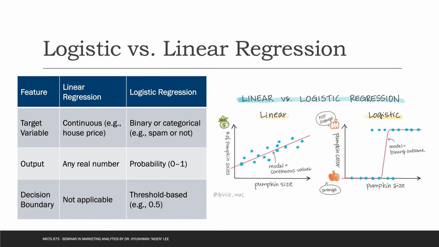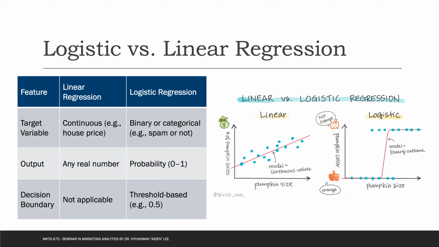On this slide, I want to compare linear regression and logistic regression side by side. Linear regression is used when the target variable is continuous, such as house price or sales revenue. Its output can be any real number, and we usually just take that number as the prediction. Logistic regression is different. The target is binary or categorical, for example, spam or not spam, churn or stay. The model outputs a probability between 0 and 1, and then we apply a threshold, often 0.5, to decide whether the prediction is class 0 or class 1.